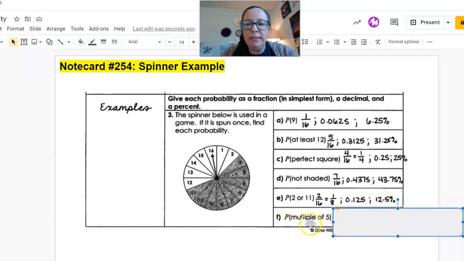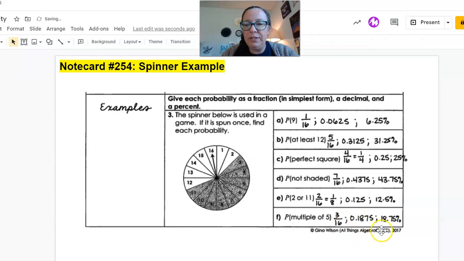Now, what's the probability that it's a multiple of 5? So your multiples of 5, 5, 10, 15, 20, 25. But on here, it only goes to 16. So we have 5, 10, and 15. So there's 3 out of 16. That doesn't reduce. There's your decimal and there's your percentage.